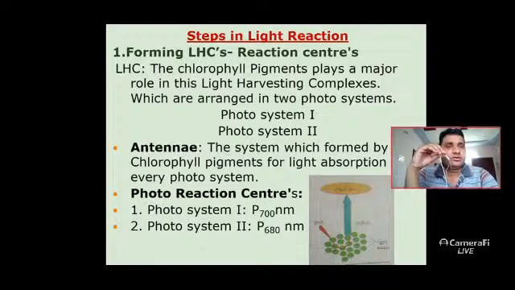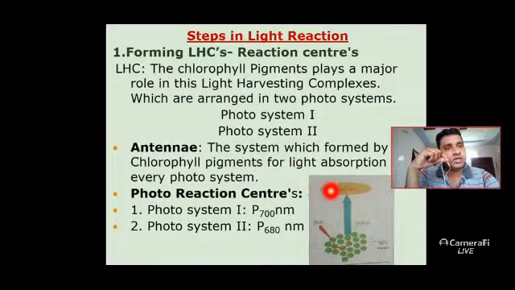You understand it? In this slide I clearly explain that light reaction goes in several steps, from light absorption to light usage. First is light absorption. For light absorption, the plants have special complexes called LHC, light harvesting complexes. These light harvesting complexes have a special system called antennae. Antennae means all the chlorophyll pigments are together formed, which are helpful for absorbing the sunlight.